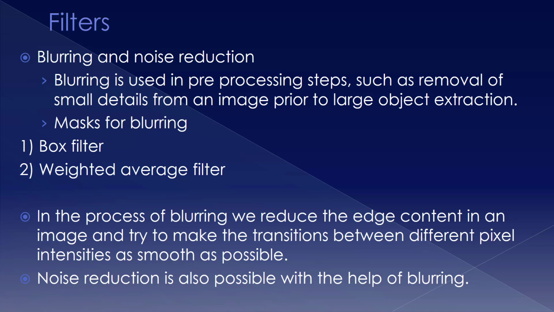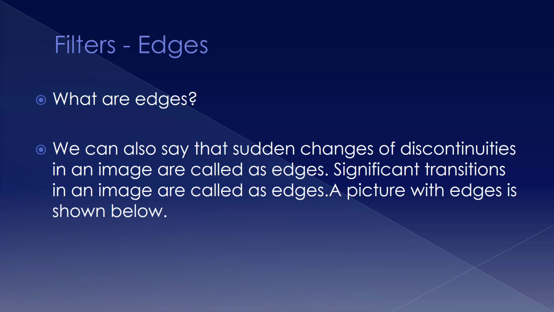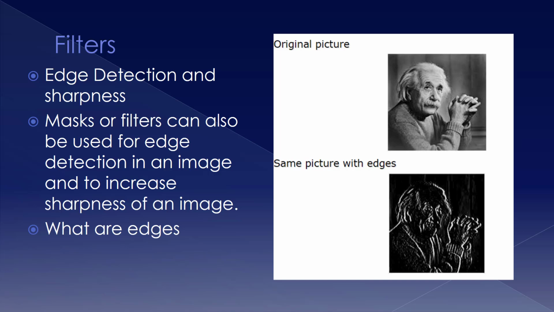In the process of blurring, we reduce the edge content in an image and try to make the transitions between different pixel intensities as smooth as possible. Noise reduction is also possible with the help of blurring. So what are edges and filters? When we have sudden changes or discontinuities in an image, these are called edges. Significant transitions in an image are also called edges. A picture with edges is shown in this slide.